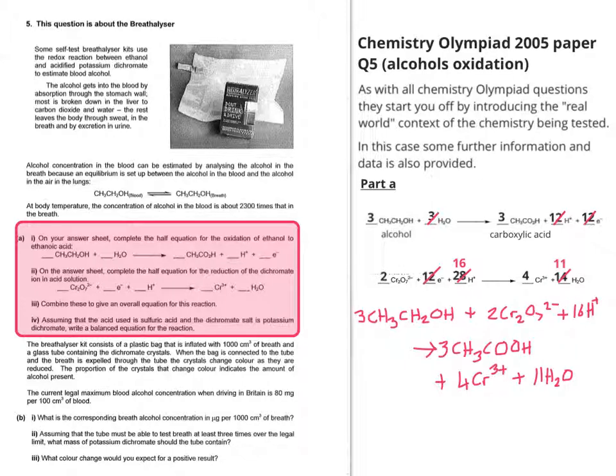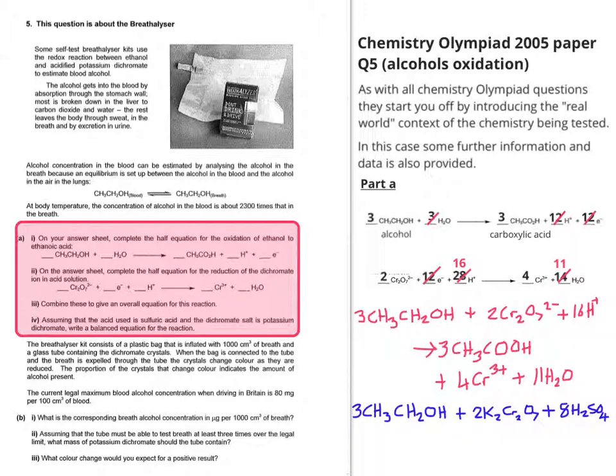So the next part of the question asks us to assume that the acid used is sulfuric acid and the dichromate salt is potassium dichromate, asking you to write a balanced equation for the reaction. So if we think about H2SO4, it's got two hydrogen atoms in it that can form hydrogen ions, so it's got two acidic hydrogens per molecule of H2SO4. So if you want 16 H+, therefore you need 8 molecules of sulfuric acid.